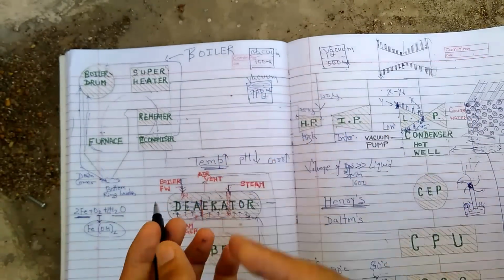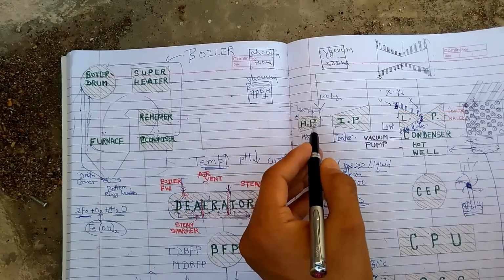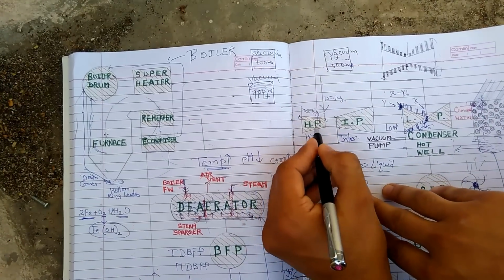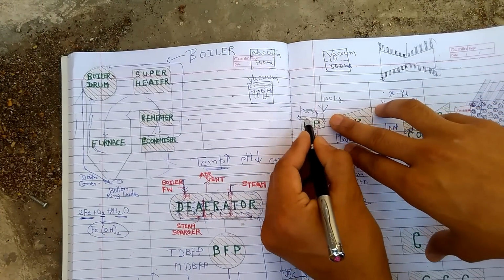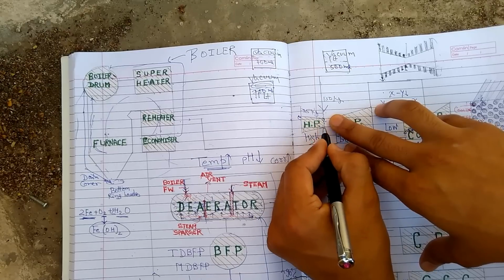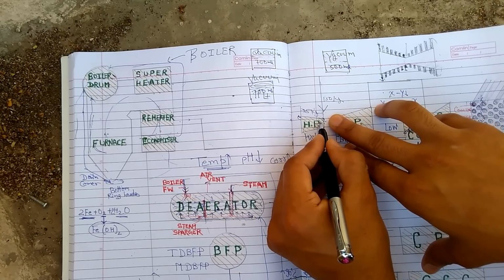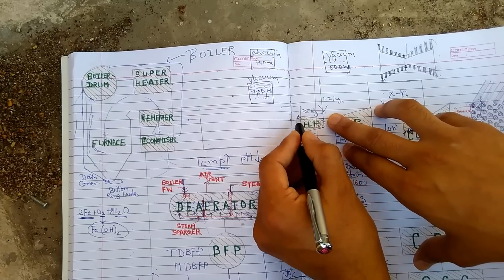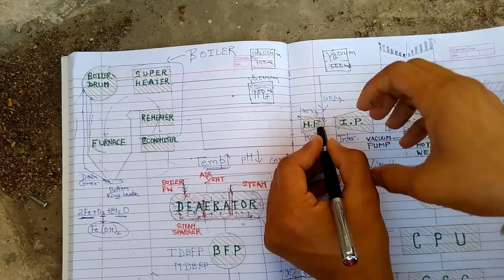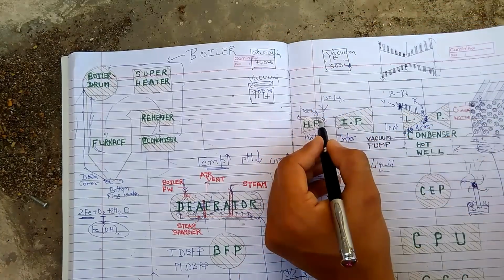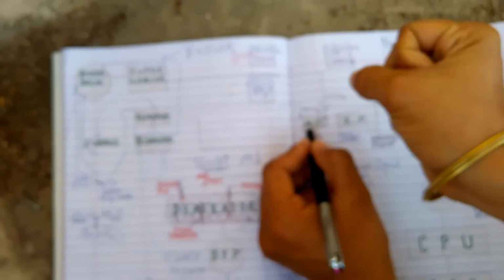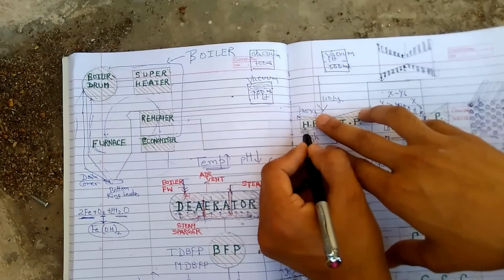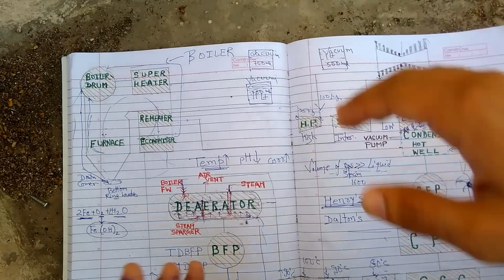Now it does work on the turbines by expanding through the stages. Why is the shape like this? Because the size of the turbine blades keeps on increasing with the stages, because the volume of the steam increases. You need to contain more volume of steam, so you need a larger size, so the sizes keep on increasing.